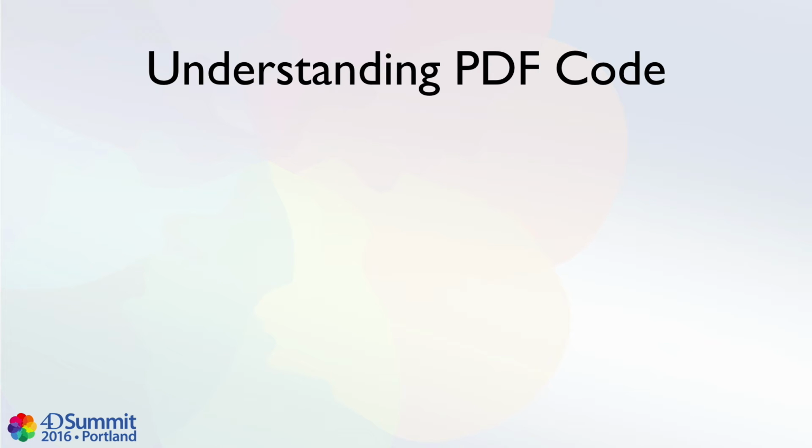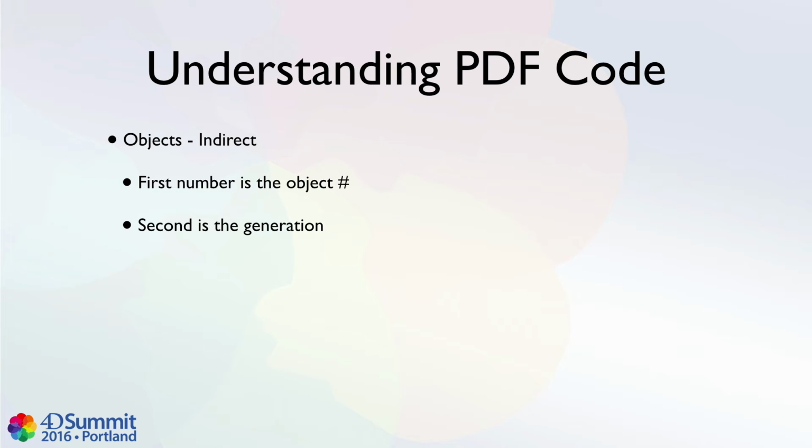Okay, now let's talk about indirect objects, because indirect objects are what are used to give PDFs a smaller size, and you can reuse objects. So if you put an image in a PDF, you only need to put it in there once, and you can reference it anywhere. To reference an object, you need the object number, and then the revision number of it, and then an R.